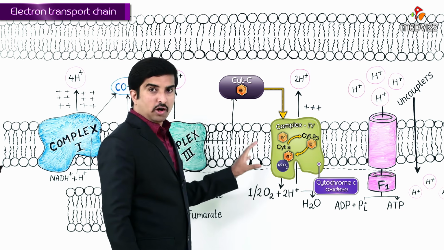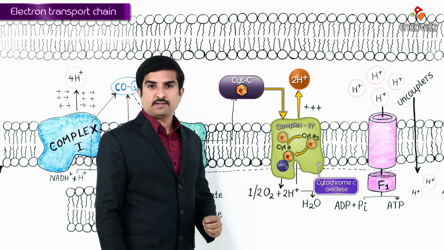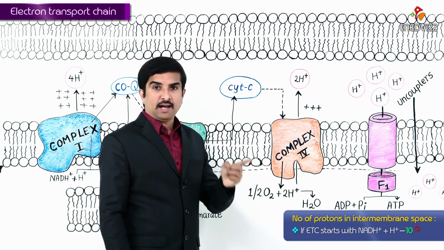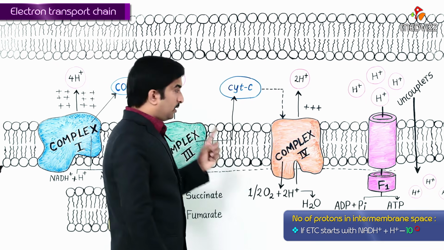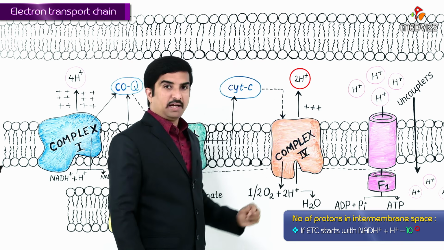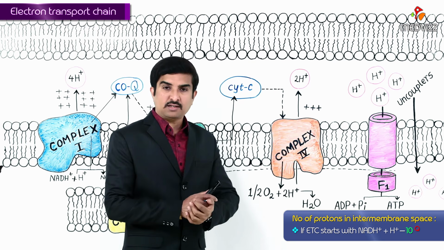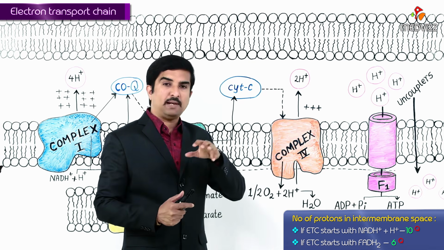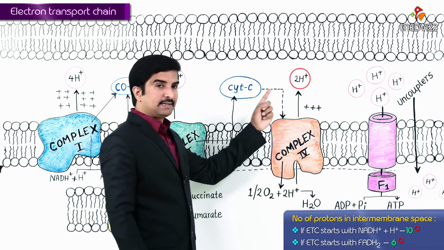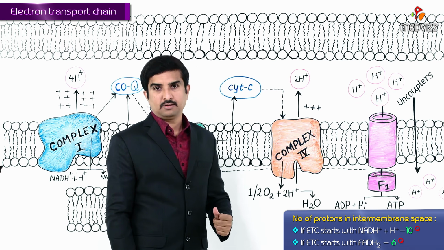During this reaction, at complex 4, 2 protons are pumped into the intermembrane space. So if the electron transport chain is by means of the NADH pathway, totally 8 plus 2 is 10 protons are pumped into the intermembrane space. If the same electron transport chain runs with FADH2, that is complex 2, 3 as well as 4, we have only 4 plus 2 which is 6 protons in the intermembrane space, right?